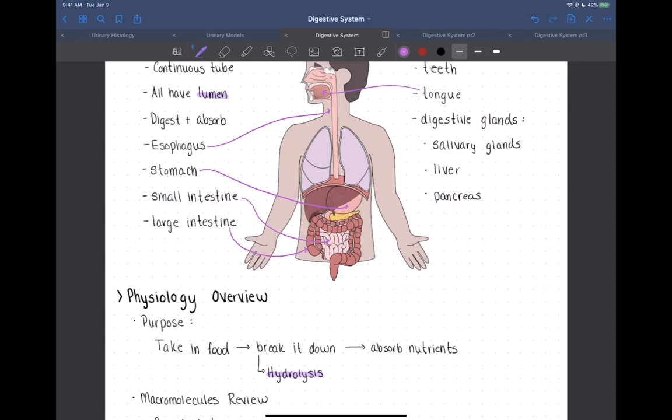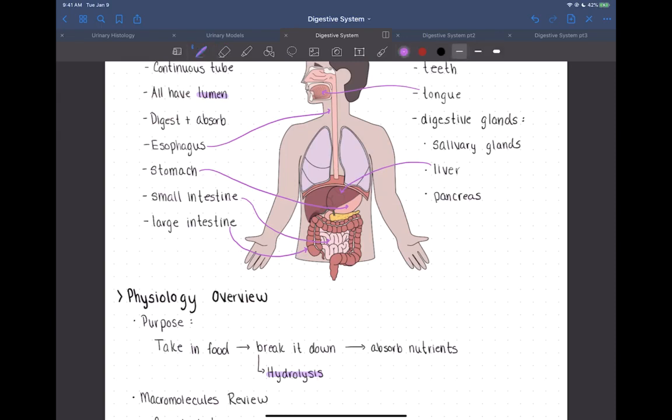And then we have the liver, which would be right here. The liver is going to not only make bile, which helps in digestion, but it'll also process the nutrients that have been absorbed from food. So the liver has quite a few really important functions related to digestion.